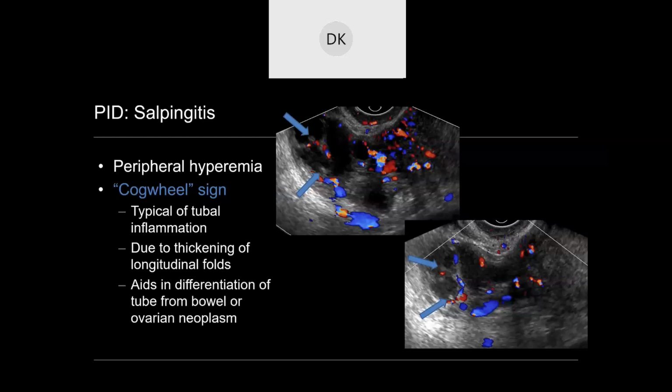And this will really help you in differentiating tube from small bowel or ovarian neoplasm, because with bowel, you won't see this so sparingly. You'll see more bowel folds, the little valvulae conniventes. And with ovarian neoplasm, if you have a mural nodule, it's usually more robust.